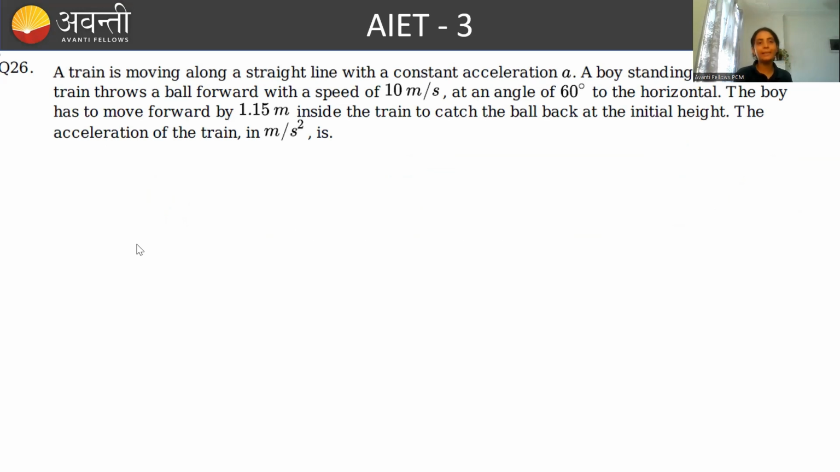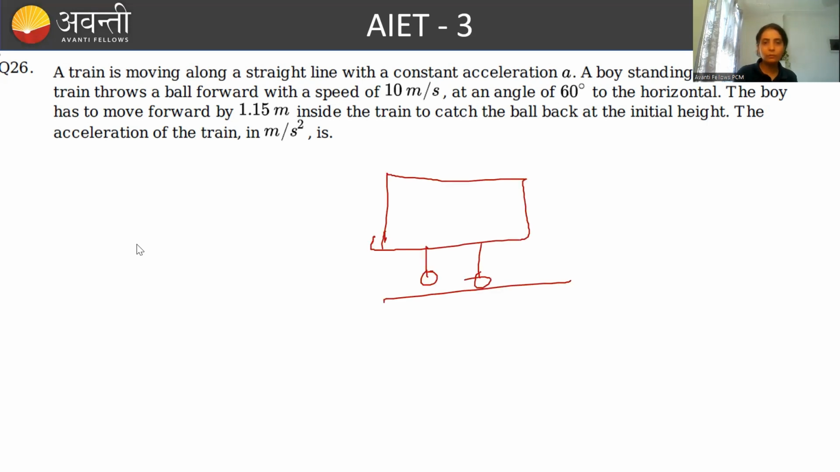What is happening? A train is moving along a straight line with a constant acceleration. There is a train, and this train is moving forward with acceleration A. There is a boy standing in the train. And what is happening? He is throwing a ball forward with a speed of 10 meter per second at an angle of 60 degrees to the horizontal. So he or she is throwing the ball like this.